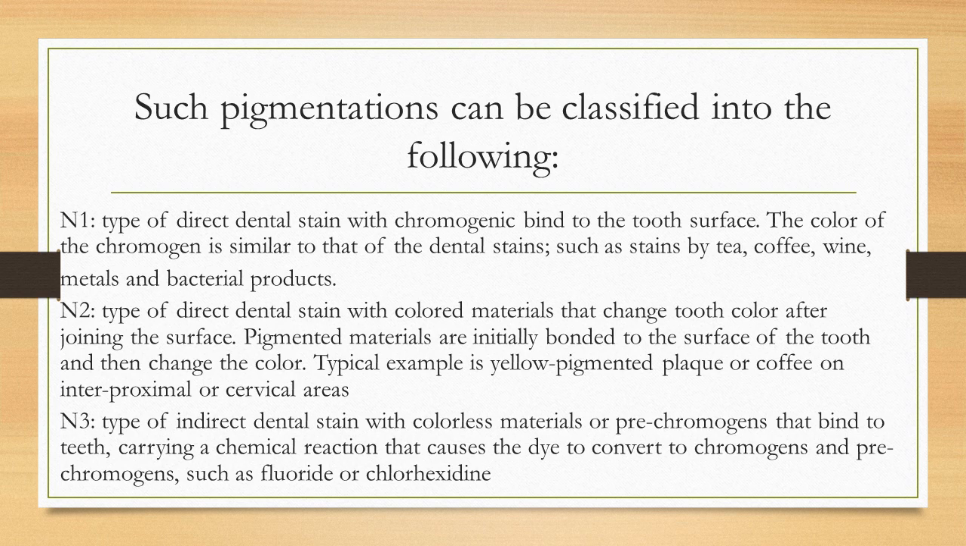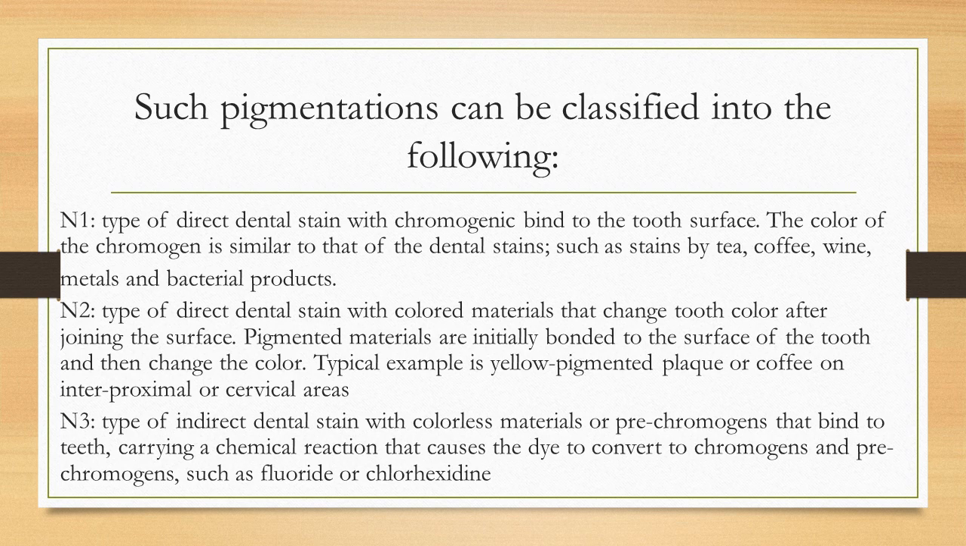There is another type, we call it N2. These are direct dental stains with colored material that change the tooth color after joining the surface, not only precipitating on the surface. The first one was just a precipitating of this material, and the second is changing, joining the surface. The pigmented material is mostly bonded to the surface of the tooth, then will change the color, like the yellow pigmented plaque, the coffee, in the interproximal or the cervical area, which is mostly much darker than the other part of the tooth.